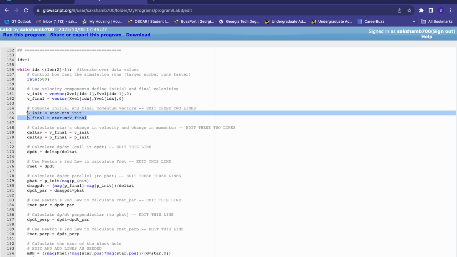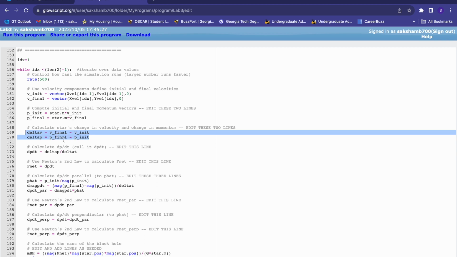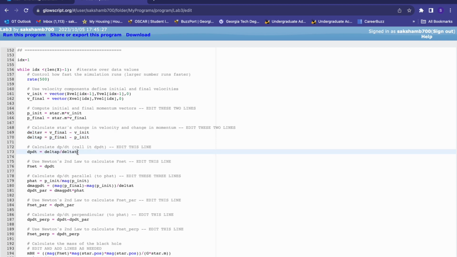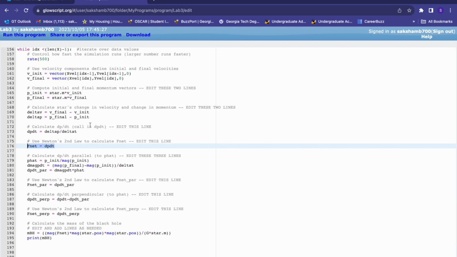So p, v initial, and v final are already initialized for us in the program. The momentum, initial and final, is just the initial and final velocity times mass, respectively. The delta v is just the final minus initial, both for velocity and for momentum. dp/dt is the rate of change of momentum with respect to time. That's just going to be change in momentum divided by change in time, delta p over delta t. Fnet is the same thing as dp/dt, because Fnet is equal to the derivative of momentum with respect to time as per the momentum principle.